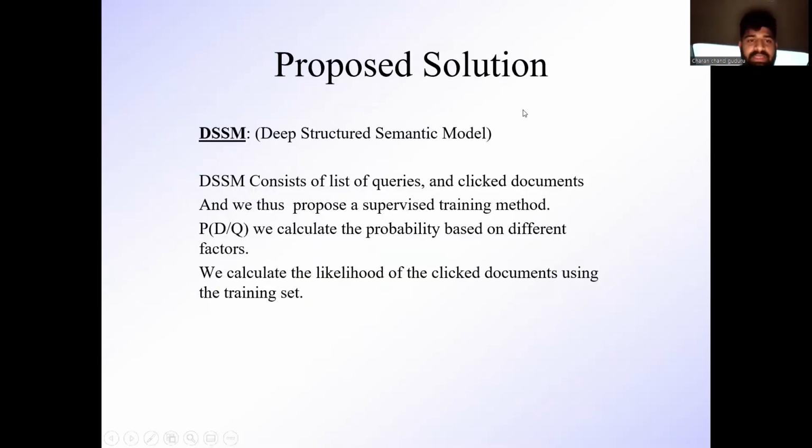Proposed solution: DSSM, the Deep Structured Semantic Model. DSSM uses a list of queries and clicked documents, and we propose a supervised training method. We calculate the probability based on the different vectors. We calculate the likelihood of the clicked document using the training set.